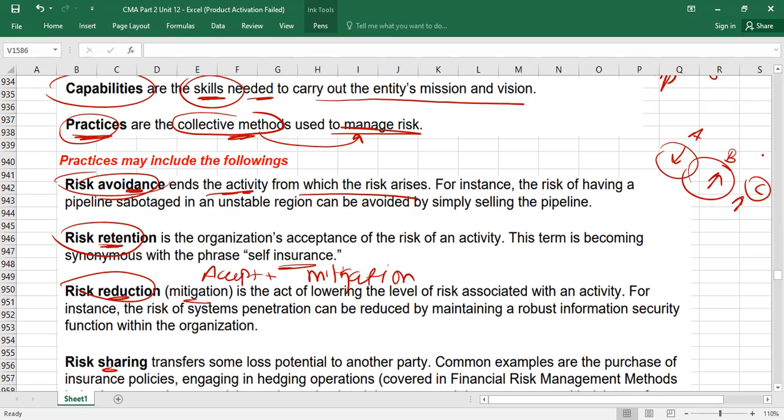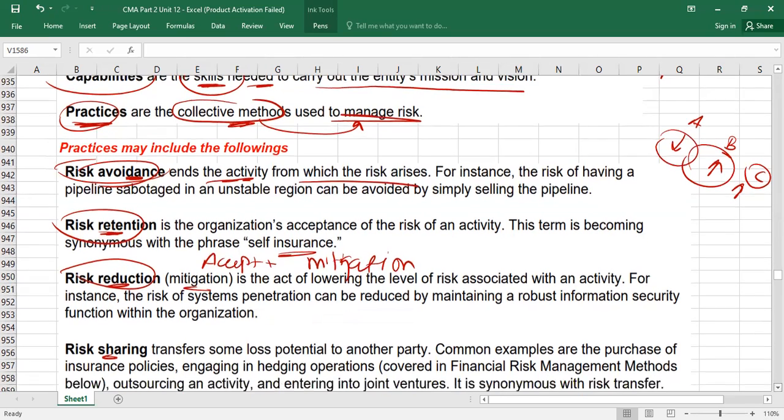Understood? For example, if you have a risk that your information system might be hacked, how can you reduce it? You can reduce it by having a robust information security function, or you may reduce it by installing a firewall system, antivirus system, etc., which can reduce your risk. This is what is called risk reduction.